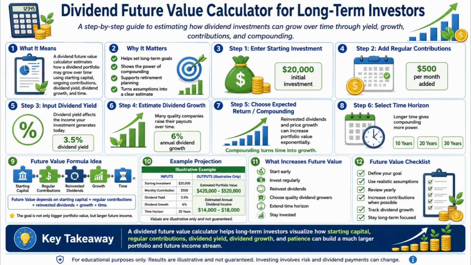Finally, a strong future value plan should follow a simple checklist. That means defining your goal, using realistic assumptions, reviewing progress yearly, increasing contributions when possible, tracking dividend growth, and staying focused on the long term.